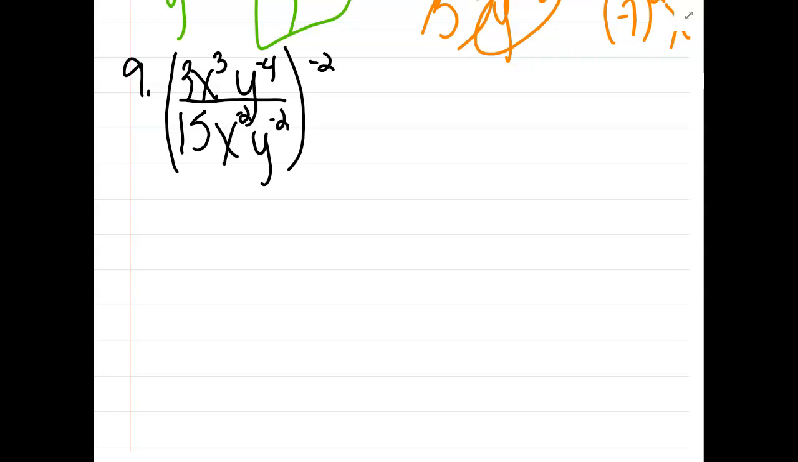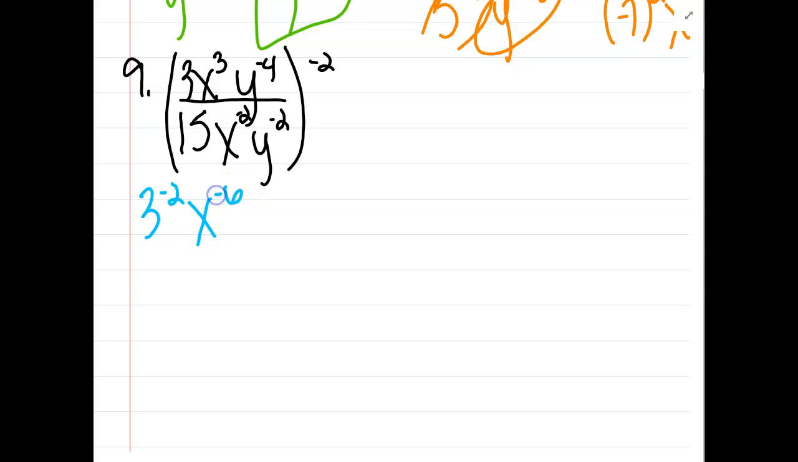Okay, not the only way to do these, but my personal preference, let's get rid of those parentheses. That's what I'm going to do first, which means everything inside here gets raised to the negative 2nd power. So we've got 3 to the negative 2nd power. When I take x cubed to the negative 2nd power, what you're going to do with all of these exponents is multiply them by negative 2.